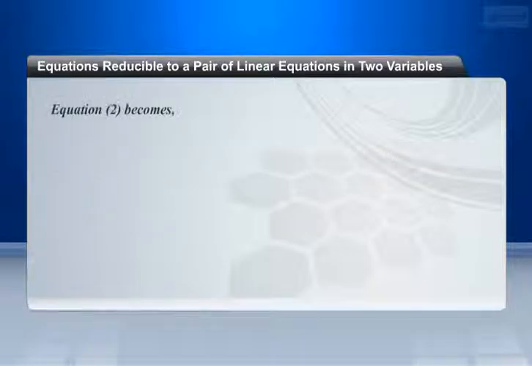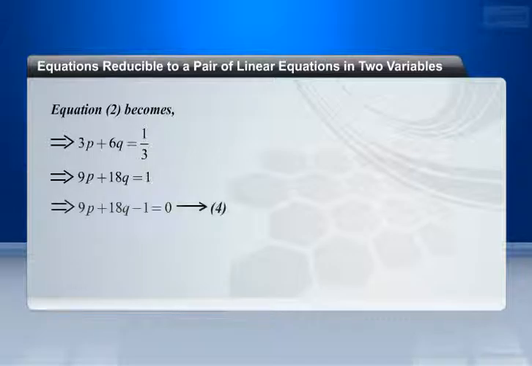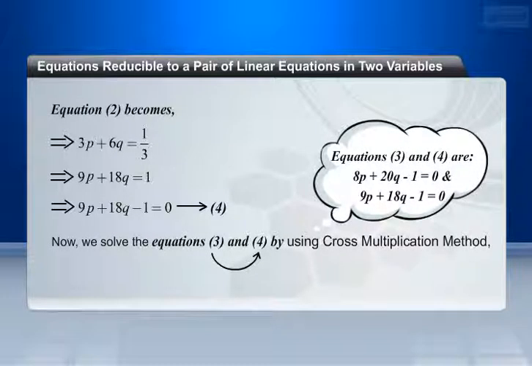Also we can write equation 2, that is, 3 by X plus 6 by Y equals 1 by 3, as 3P plus 6Q equals 1 by 3. By cross-multiplying the denominator on right-hand side, we have 9P plus 18Q equals 1. This implies that 9P plus 18Q minus 1 equals 0, make it as equation 4. Now, we solve the equations 3 and 4 by using cross-multiplication method.